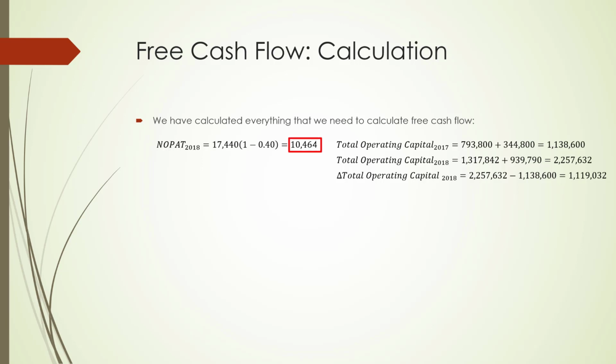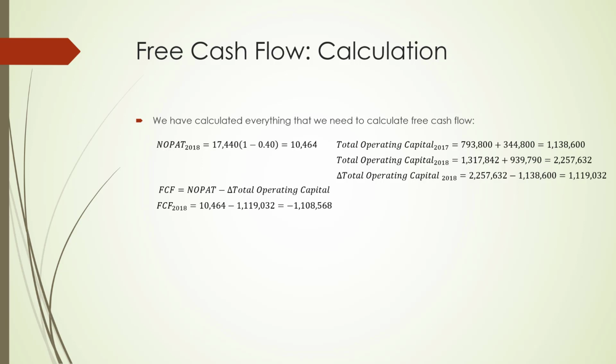So at this point, we've calculated everything that goes into the calculation of free cash flow. So we know NOPAT in 2018 was $10,464, and we know that the change in total operating capital was $1,119,032. So we can calculate free cash flow as the difference between those, NOPAT minus the change in total operating capital, and that gives us negative $1,108,568. So clearly, negative free cash flow is not a good thing. Remember that free cash flow can be used to pay interest, pay off debt, pay dividends, buy back stock, or invest in non-operating short-term assets.